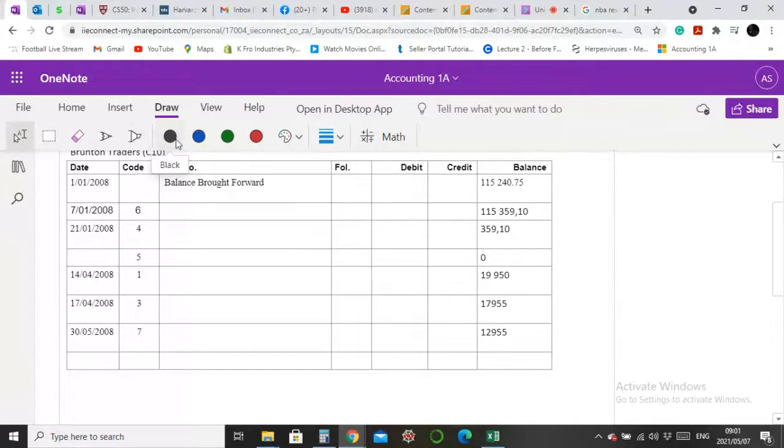Under the required, it says, use the above information and prepare the individual account of Brunton Traders as it would appear in the books of Lavetica Dealers from 1 January 2008 until 30 May 2008. So from January all the way until May, that's a good 5 months. Lavetica Dealers entered into the following transactions with Brunton Traders. Creditor number 10.